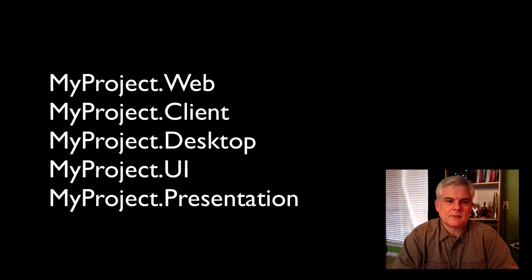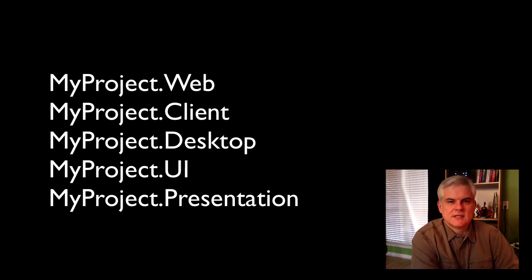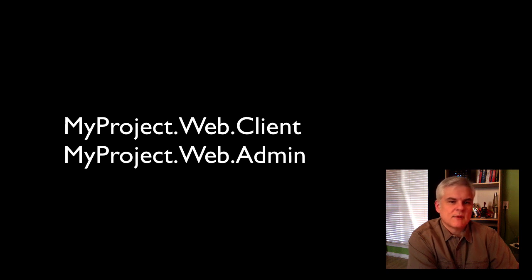For example, for the presentation layer, I might call the project myproject.web or myproject.client. If it was a desktop application, I might use myproject.desktop or myproject.ui. I might even choose myproject.presentation or something along those lines. Or I might change that if I had multiple presentation layer applications, like a client to be used by end users, and then also another project that I intended to be used by administrators. I might split them up like so: myproject.web.client, myproject.web.admin. All right.